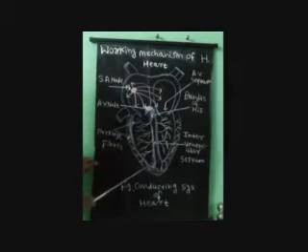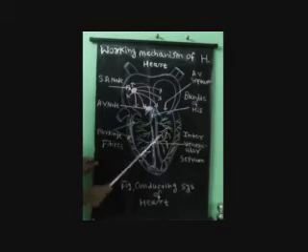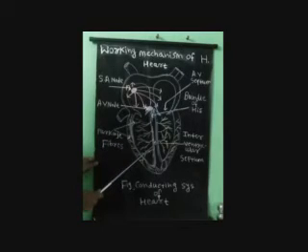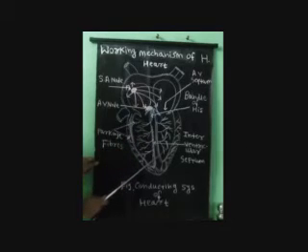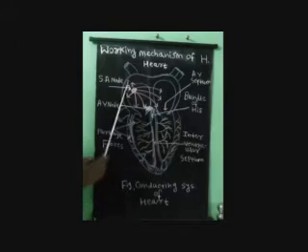A single cardiac cycle is completed in 0.8 seconds. Such 72 heartbeats take place during 1 minute in a normal healthy human being at a rest position.